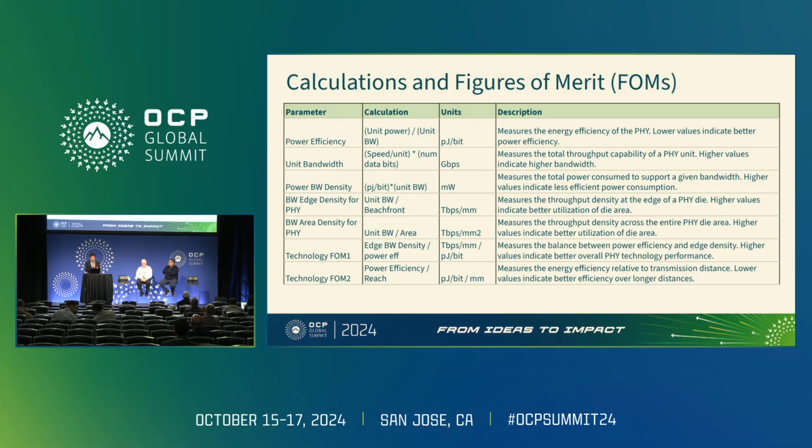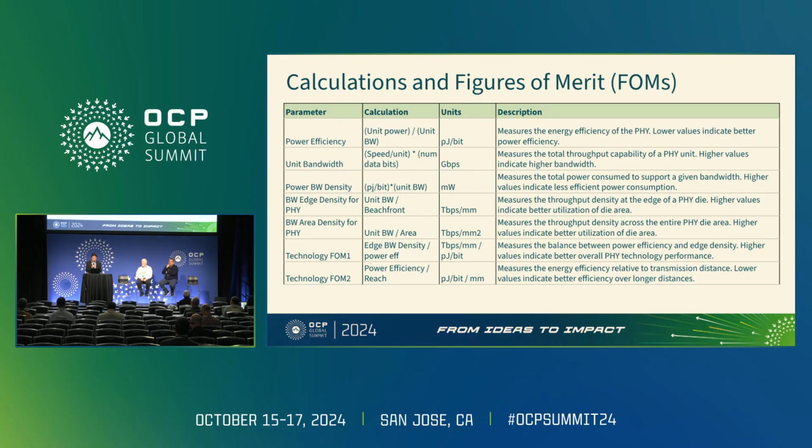And then you have bandwidth area, which is a kind of correlation with the edge, but measures across the entire die area instead of the edge. Same thing, we are trying to get a higher value. And then the last two are the figures of merit. Form one is the edge bandwidth density, which measures the balance between power efficiency and edge density. So you combine the previous two together. Higher indicates better overall PHY technology performance.